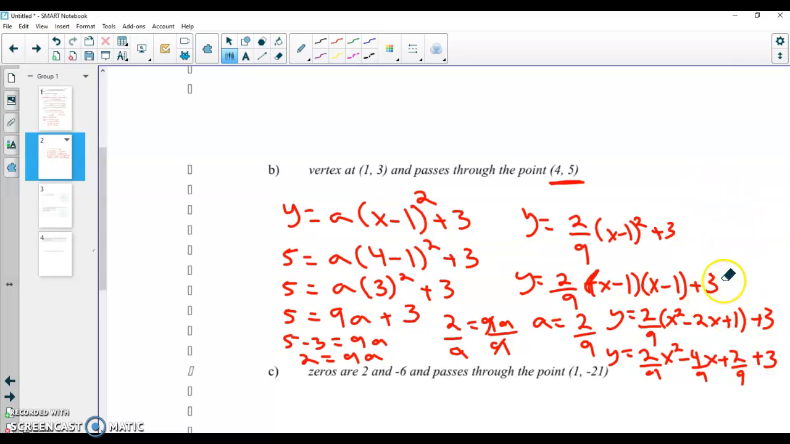And just to see what that 2 over 9 plus 3 is, I'm going to do the work up here. So 2 over 9 plus 3, I put that in the same denominator, so that would be 3 times 9, so 27 over 9. So that would be 2 plus 27 is 29 over 9. So we would have y is equal to 2 over 9 x squared minus 4 over 9 x plus 29 over 9. And that would be our standard form.